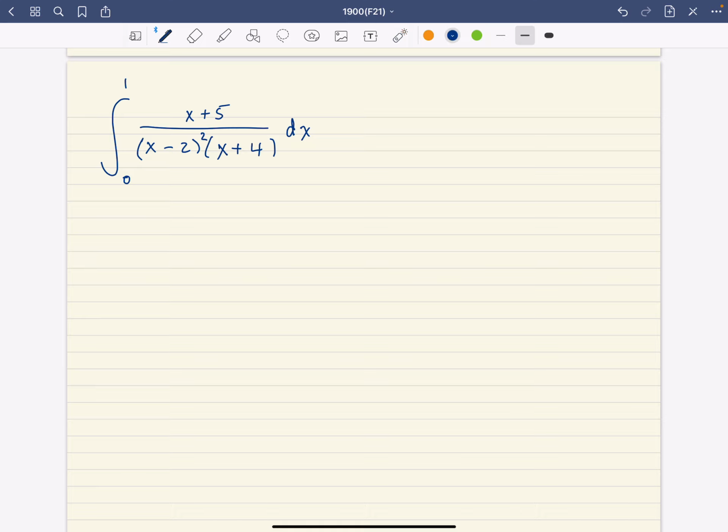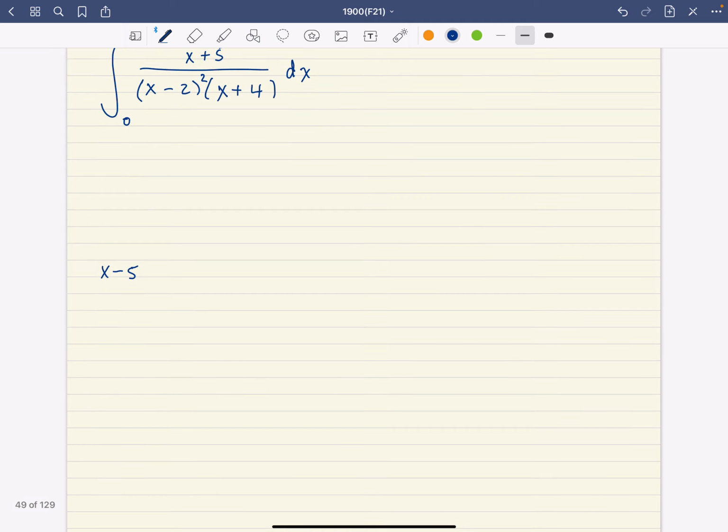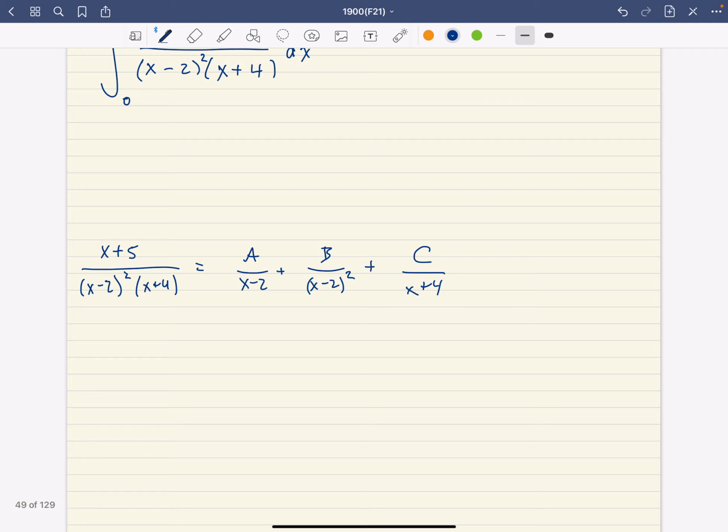And so when we do the partial fraction decomposition, a few things are going to happen. So first, let's do our partial fraction decomposition. We have x plus 5 on the top, x minus 2 squared times x plus 4 in the denominator. And this is going to be a over x minus 2, b over x minus 2 squared, plus c over x plus 4. And now we have to find a, b, and c. And this will be a little bit different this time.